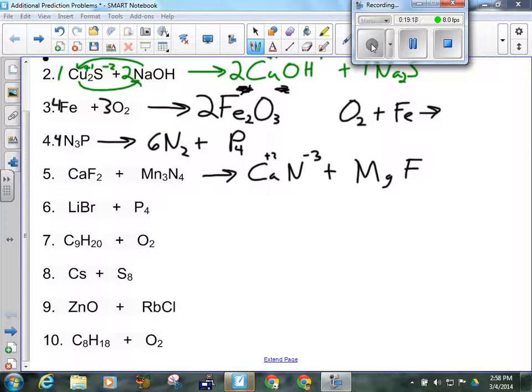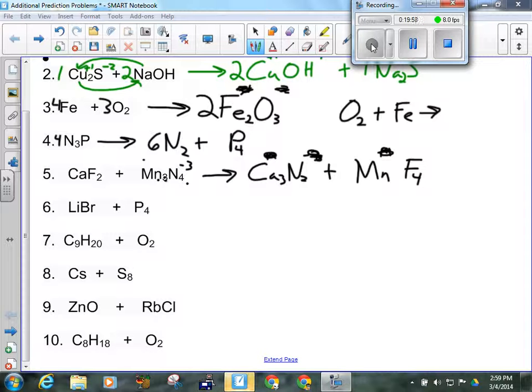Sorry, manganese, not magnesium, sorry, manganese, you're right. So nitrogen's -3, so Ca3N2 is our formula for calcium nitride, and then manganese with fluorine. Manganese is a multivalent metal, so I have to go back and figure out what the charge was on manganese. If nitrogen's always -3 and there's 4 of them, that's 12 negatives. So I need 12 positives. What times 3 will give me 12? 4. So this is manganese +4, which means MnF4.